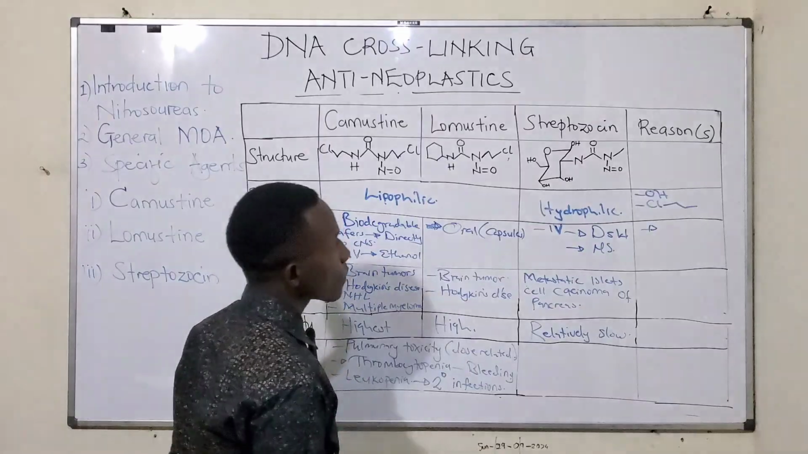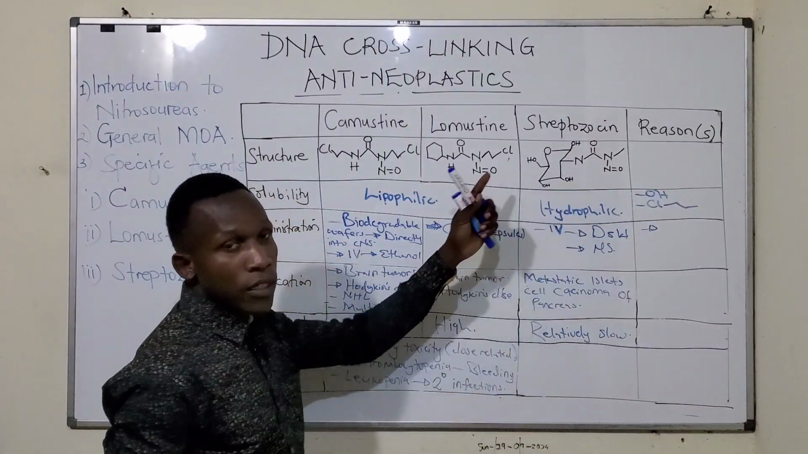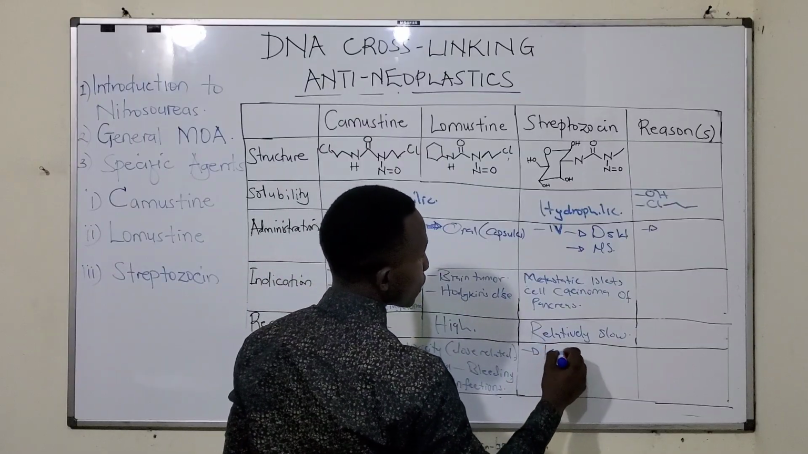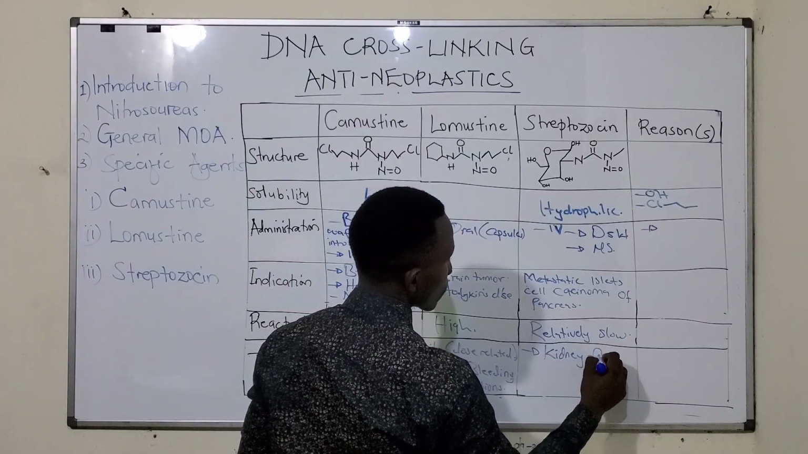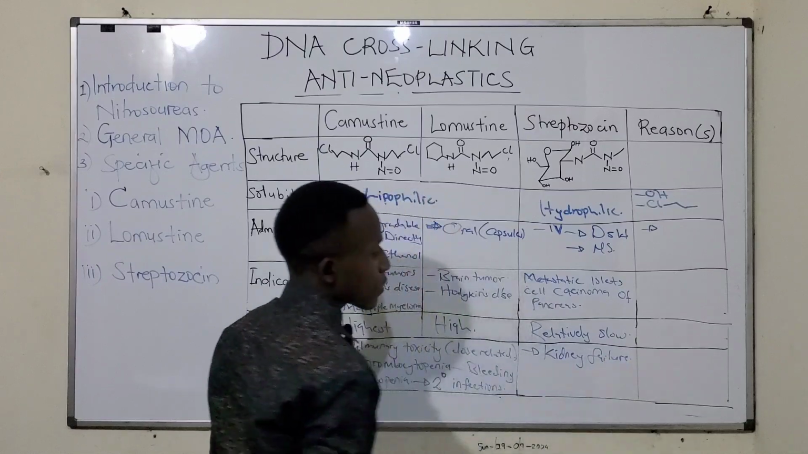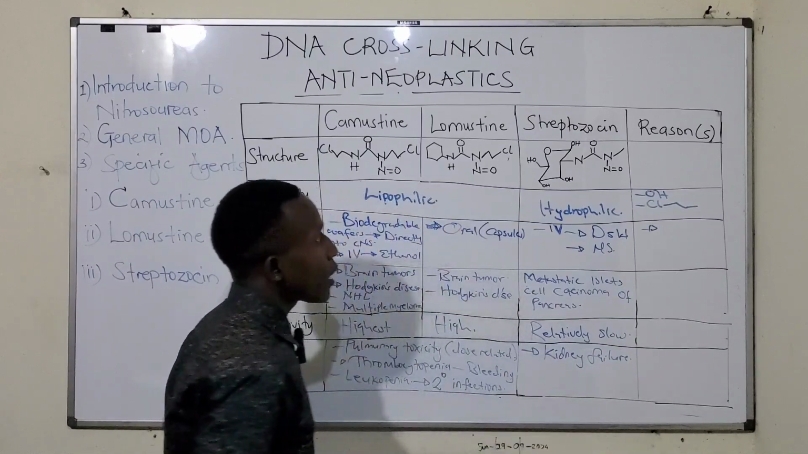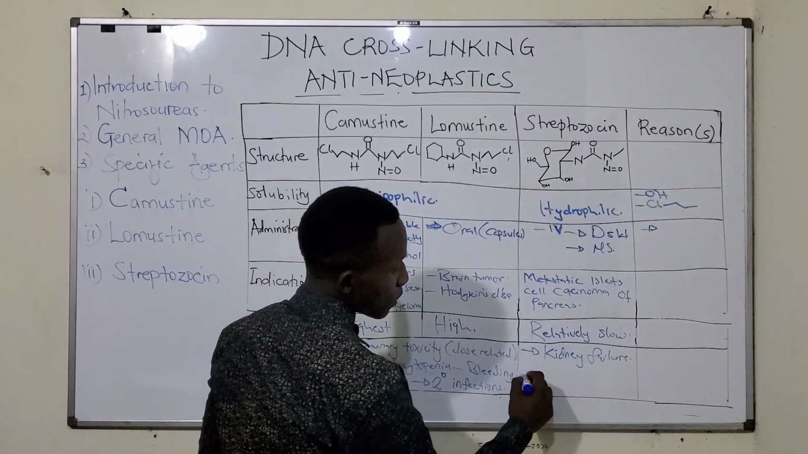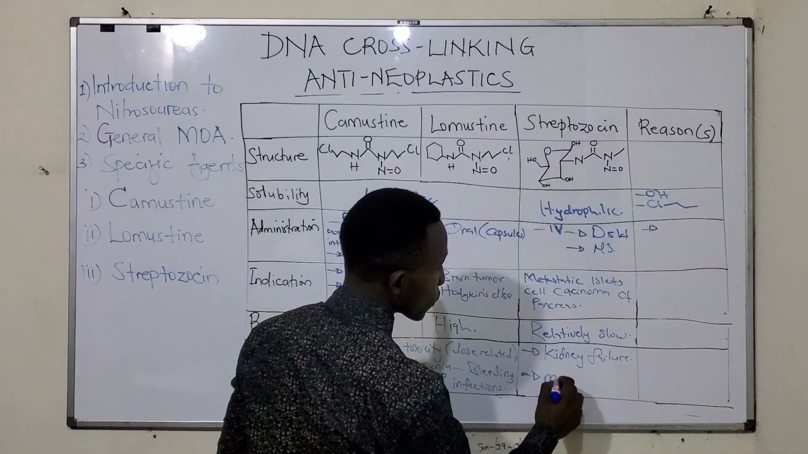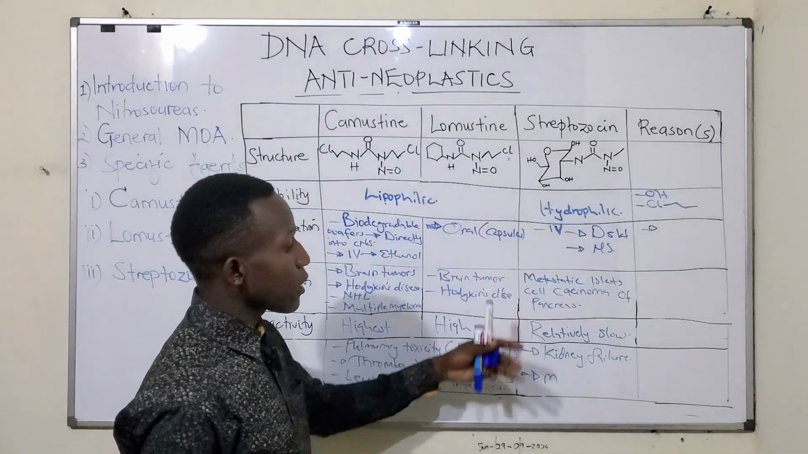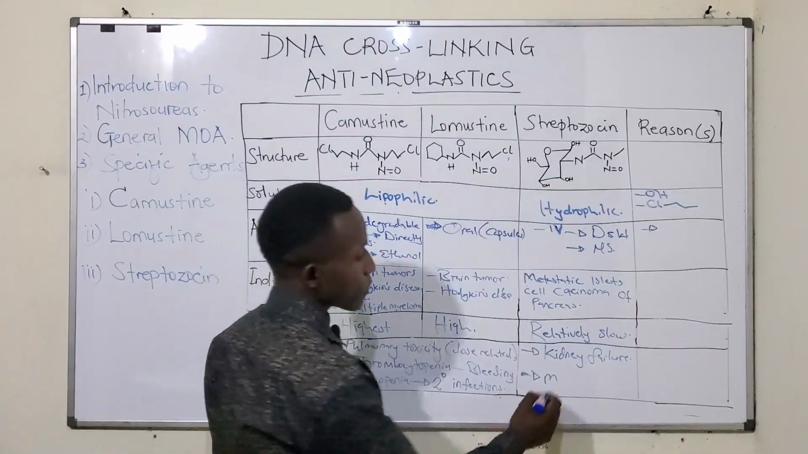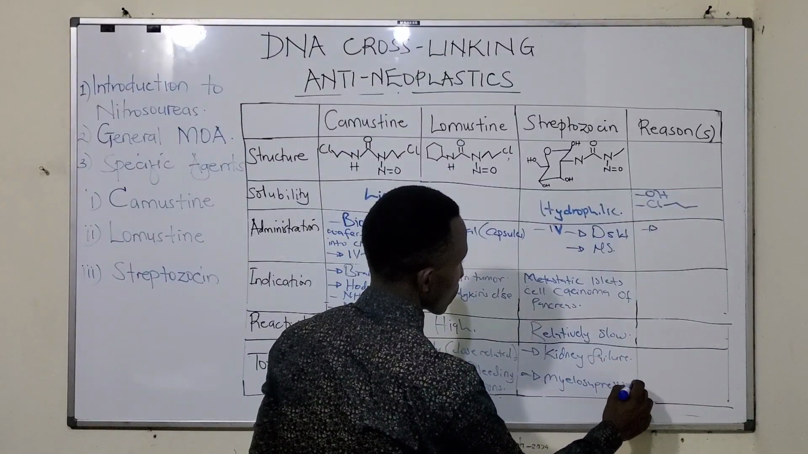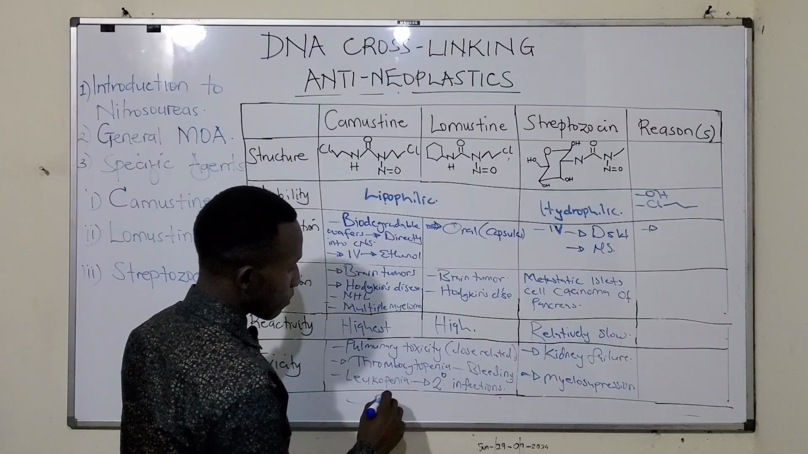Then for streptozocin, since it is highly hydrophilic, we can have high concentration in the kidney, so it may lead to kidney failure. Of course, other side effects or toxicity, for all, we may have myelosuppression. Though for streptozocin it's rare, it can happen. Of course, even these ones can lead to myelosuppression.